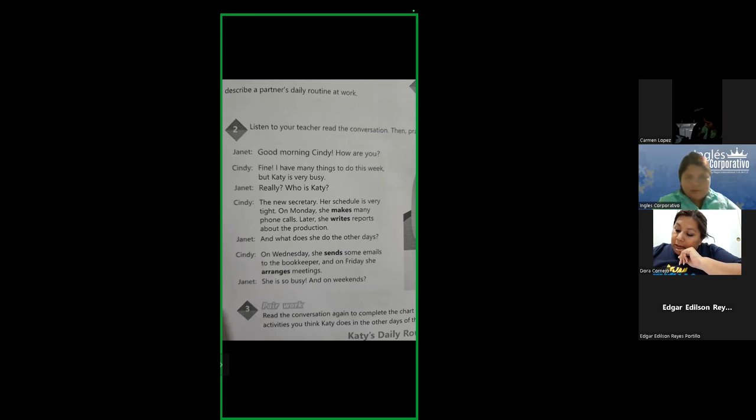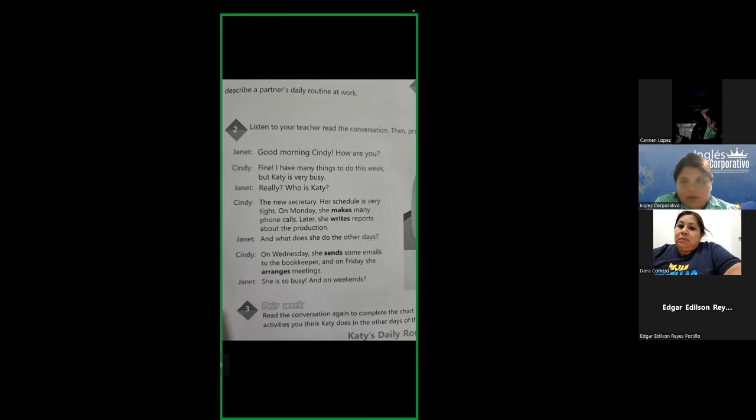Y ya les terminaron. Ya les terminaron las de los sábado y domingo. No, teacher. Sábado. El sábado, ¿qué actividades han ubicado el sábado? She goes shopping, es una. She goes. I go to visit my family. Ajá. She visits the doctor. Ah, okay. She visits the doctor. She goes shopping. She visits the doctor.